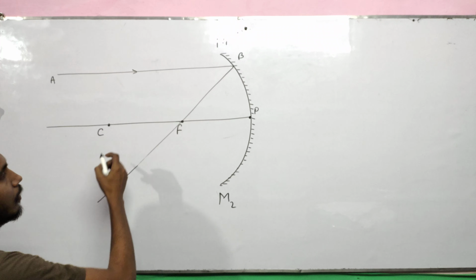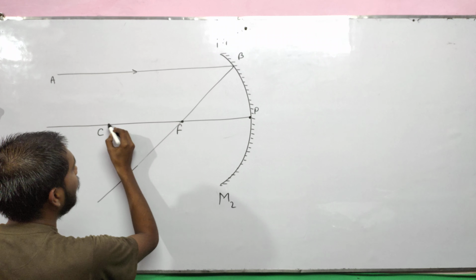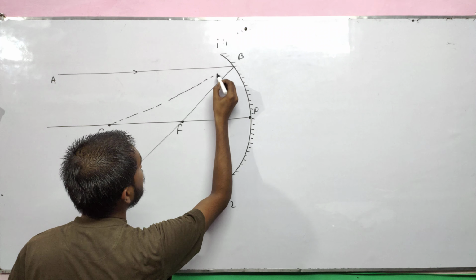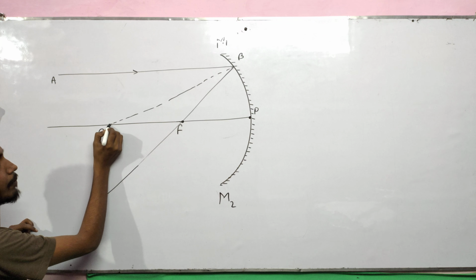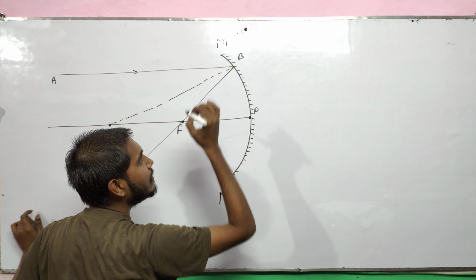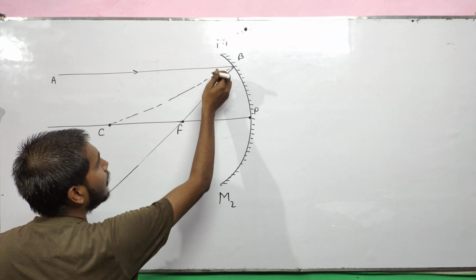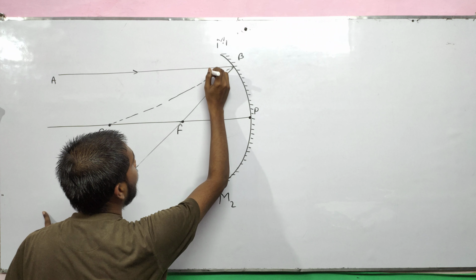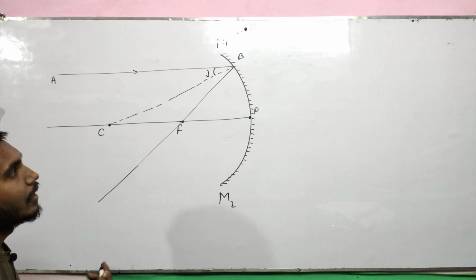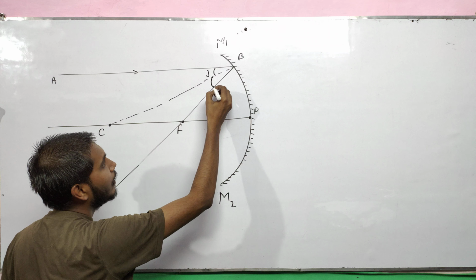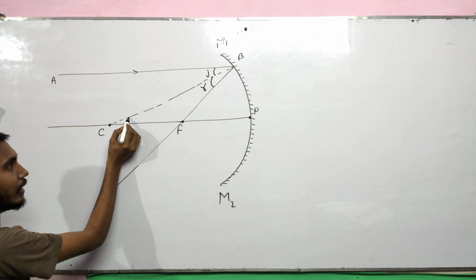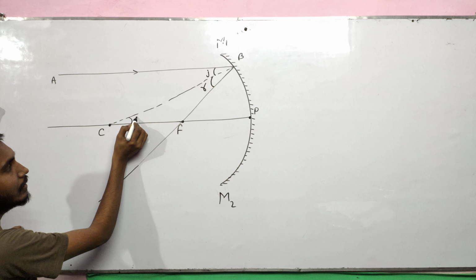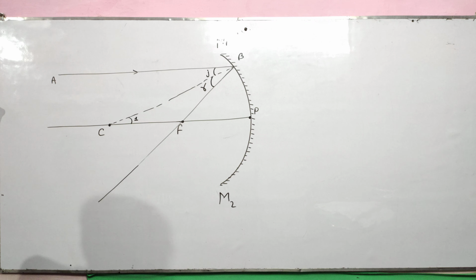Now we draw the normal from C. I already told you that. This is the normal, CB is the normal. This is the angle of incidence. This is the angle of reflection. This is 1.